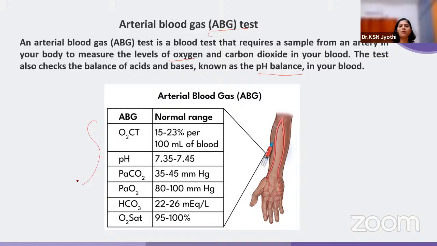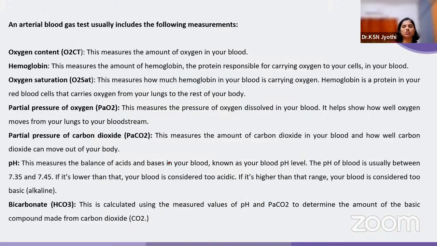So there are various parameters that are assessed in your arterial blood gas test. First you check the oxygen content, pH, partial pressure of carbon dioxide, partial pressure of oxygen, bicarbonate ions, and oxygen saturation. Here you will see these are all the normal ranges. Our normal pH is 7.35 to 7.45. The partial pressure of carbon dioxide and oxygen are measured, and the levels of bicarbonate ions are also assessed. These are the important parameters.